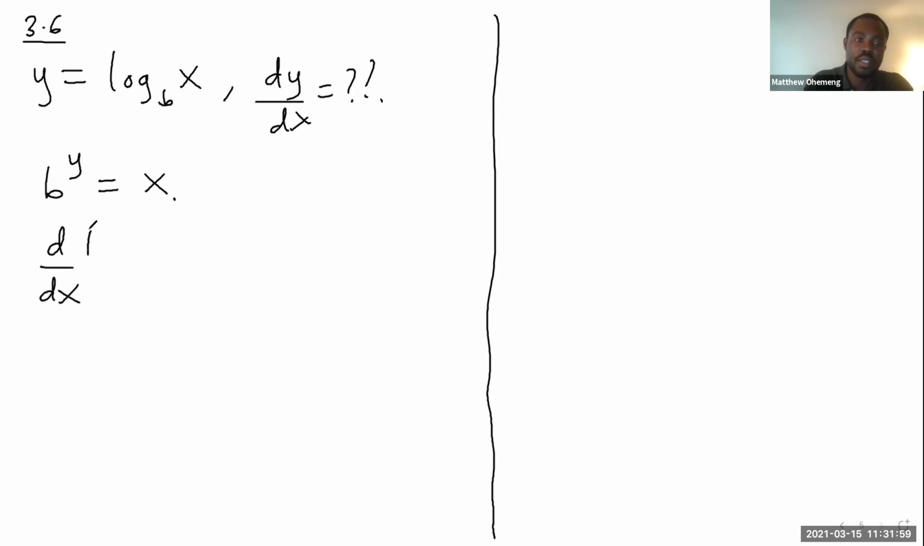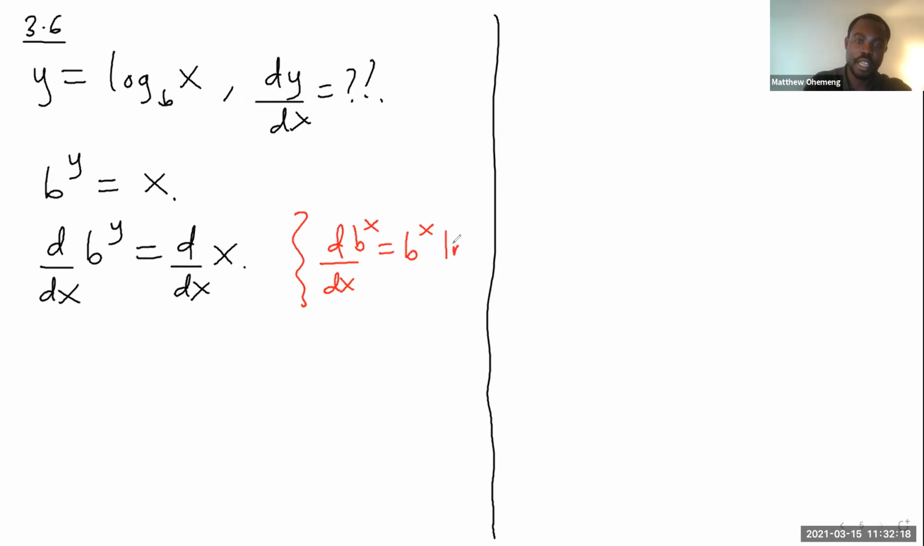So you do d over dx of b to the y equal to d over dx of x. At this point, you differentiate this. The base is a constant, right? So the question is, do you know how to differentiate this? What's the derivative of b to the x? Well, the derivative of b to the x is b to the x ln of b. If you have the derivative of b to the y, and y is some function of x, then it's a composite function. The b to the x is your outer function, and y is your inner function. So by the chain rule, you differentiate the outer function.